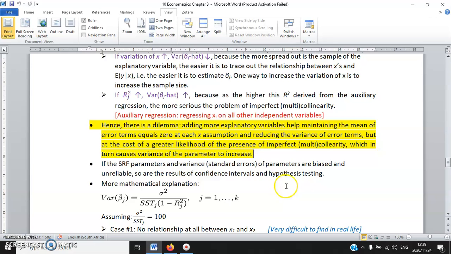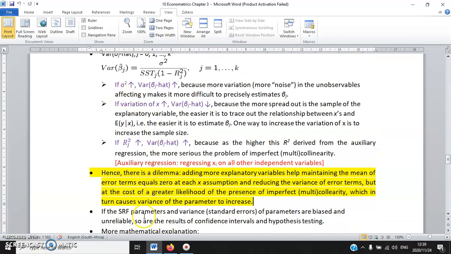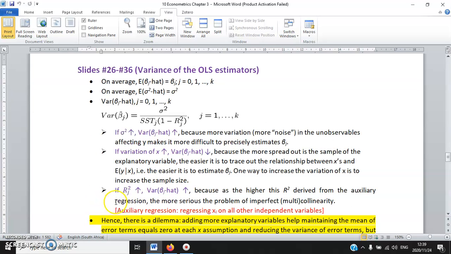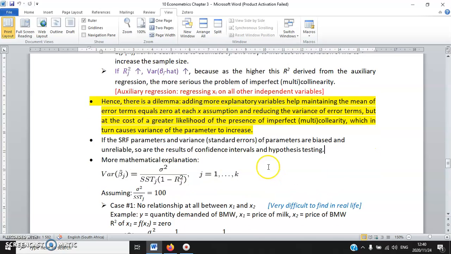Okay, and then remember, if the variance of the parameter or the standard error of the parameter, remember standard error of the parameter is the square root of the variance of parameter. So if the variance of the parameter and then subsequently the standard error of the parameters are biased and unreliable, then it would lead to all sorts of problems with the reliability of your confidence interval and hypothesis testing results.